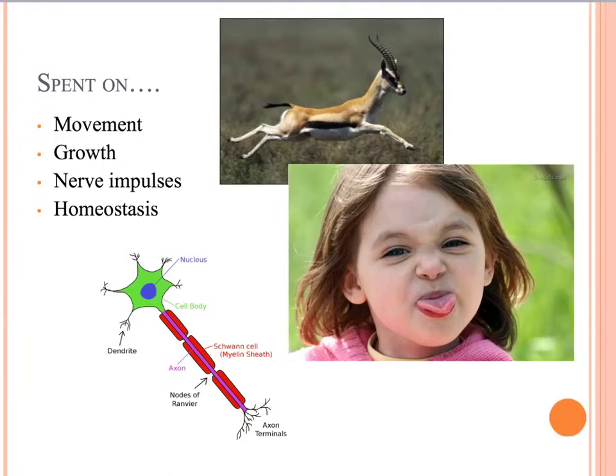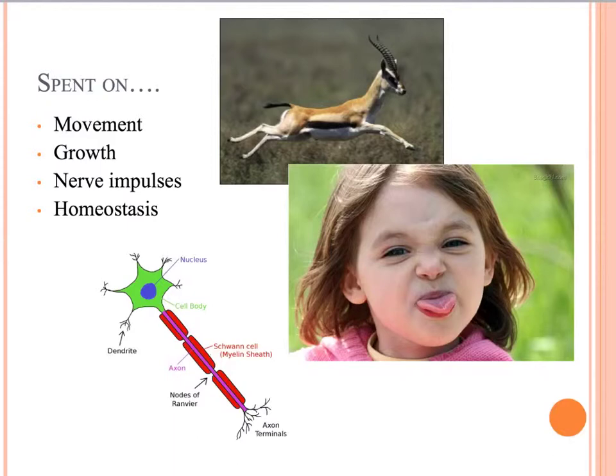Now, what is all of that energy spent on? The most basic thing that it's spent on is just literally moving around. So the gazelle that we see in the top picture is using that energy to avoid a predator. The next large thing that the energy is spent on is growth. So small children will eat relatively large amounts of food because their body is using that food to grow and produce more cells.